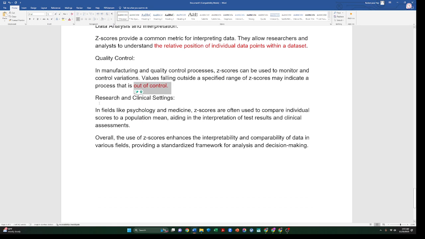In research and clinical settings, in fields like psychology and medicine, z-scores are often used to compare individual scores to a population mean, aiding in the interpretation of test results and clinical assessment. Overall, the use of z-scores enhances the interpretability and comparability of data in various fields, providing a standardized framework for analysis and decision making.